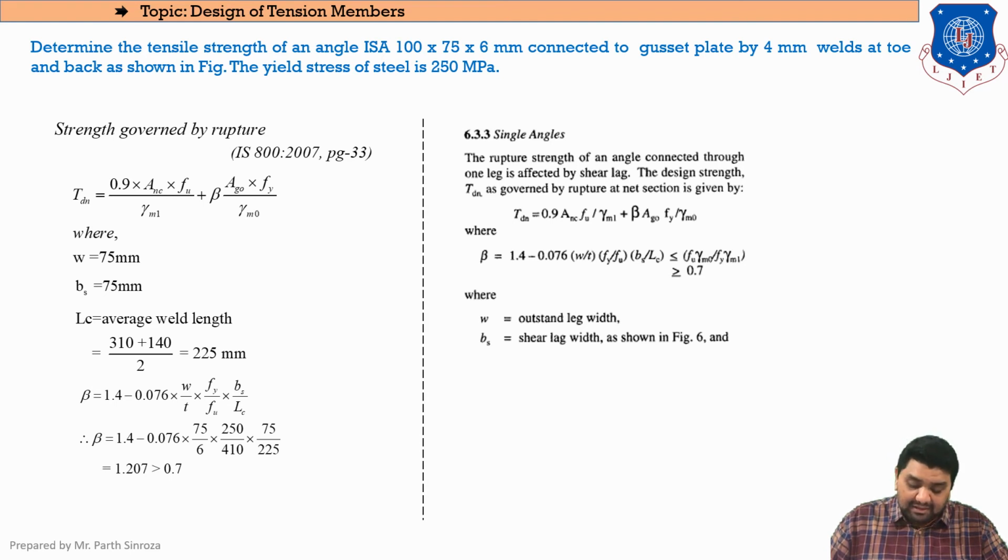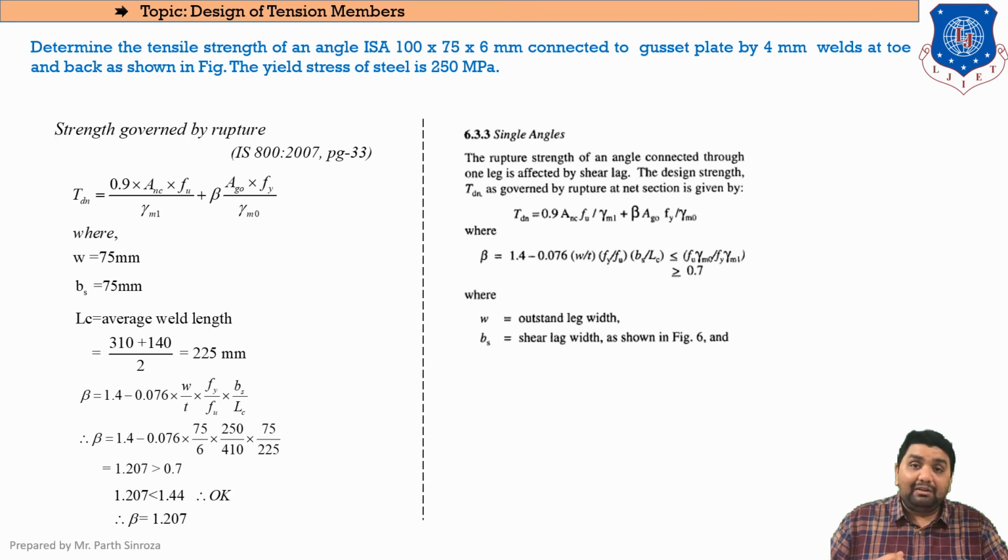And the second case is that it should always be less than or equal to this term, that is Fu gamma m0 upon Fy gamma m1, and this value will always be equal to 1.44, which we have already seen in the last session. So the maximum capacity or the maximum range will be 1.44. So our value, that is 1.207, falls in this range. So the beta that we have provided is perfect and the calculation of beta is correct.